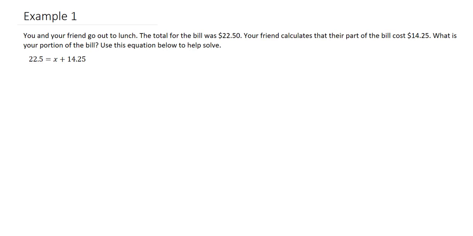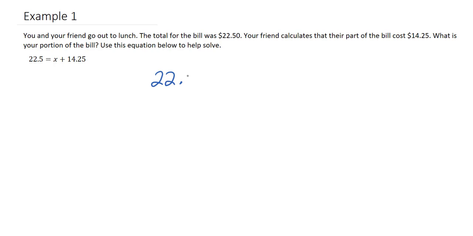Example 1. You and your friend go out to lunch. The total for the bill was $22.50. Your friend calculates that their part of the bill costs $14.25. What is your portion of the bill? We're going to use the equation below to help us solve.